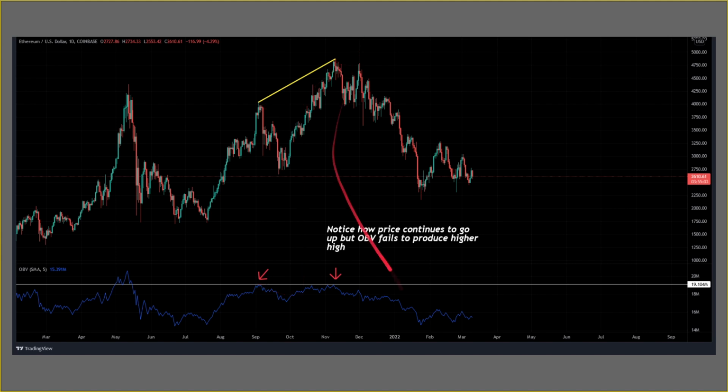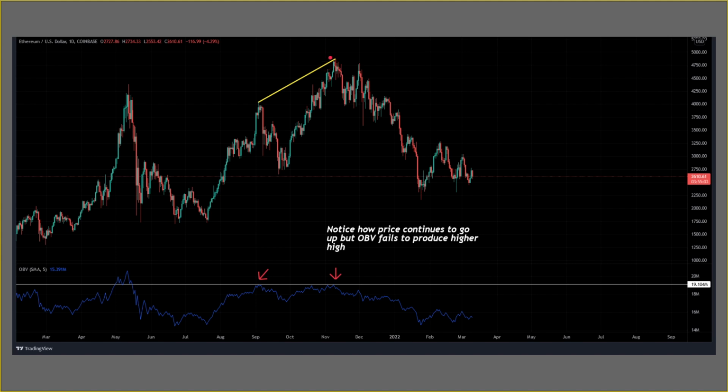Price is continuing to go up, but the OBV on multiple occasions is testing this level, but failing to produce noticeable highs above the previous high. So this is a divergence, right? Price is going up. OBV is staying the same and failing to correlate with it. So this was a sign that buying volume is not supporting what's actually happening on the chart. And we could have made the argument that this is an unfounded move, right? It's unsupported. It's not fueled by actual buying volume.